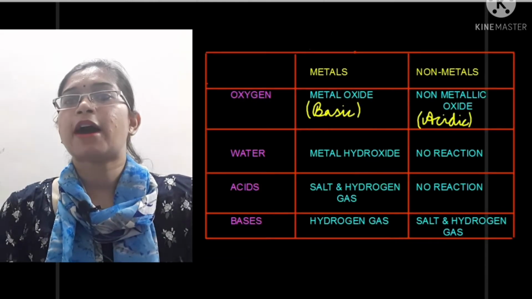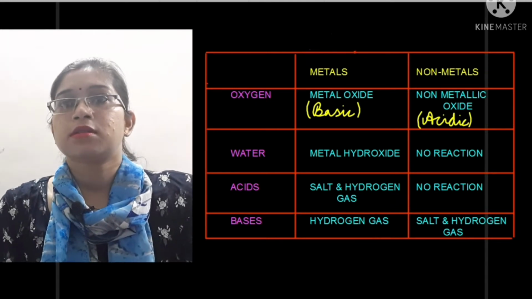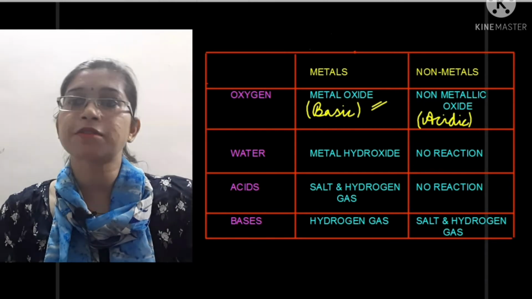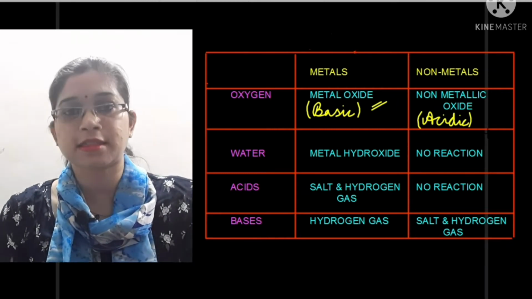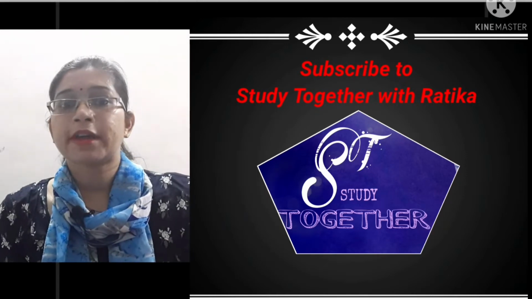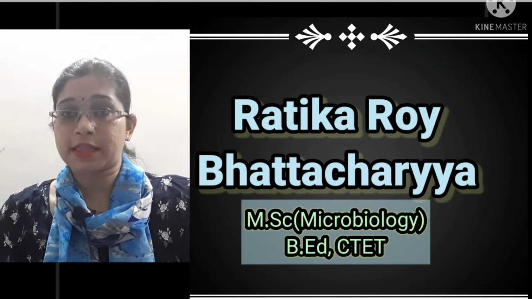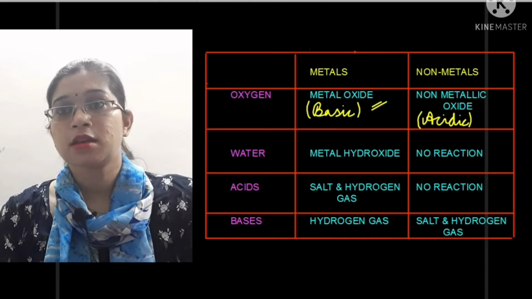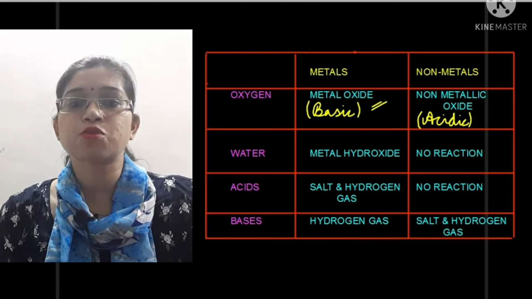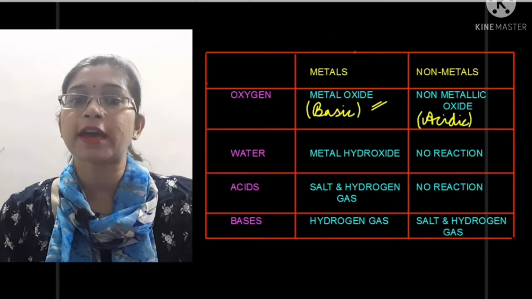Okay, now I have prepared this table so that we can quickly go through all of the reactions. The metals react with oxygen to produce metal oxide, which is basic in nature. Non-metals react with oxygen to produce non-metallic oxide, which is acidic in nature. When metals react with water, metal hydroxide is formed, whereas no reaction is shown by the non-metals. Then metals react with acids to produce salt and hydrogen gas. Again, no reaction is produced by non-metals. And at the last, bases react with metals to produce hydrogen gas, and when the non-metals react with bases, they produce salt and hydrogen gas.